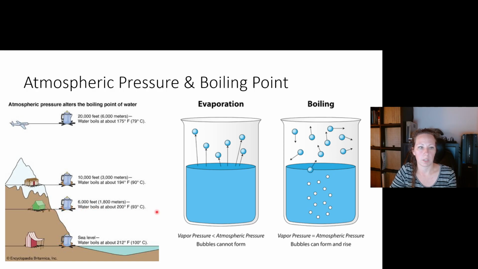Okay, so at sea level, our boiling point is 100 degrees Celsius. If we get up to about 6,000 feet above sea level, we're down to 93. 10,000 feet would be 90. If we are trying to boil water at the height of an airplane, we're all the way down to 79 degrees Celsius, and water will boil.